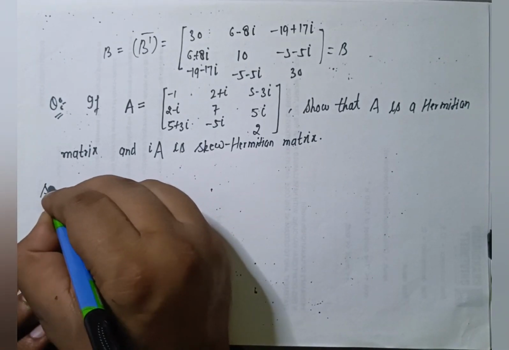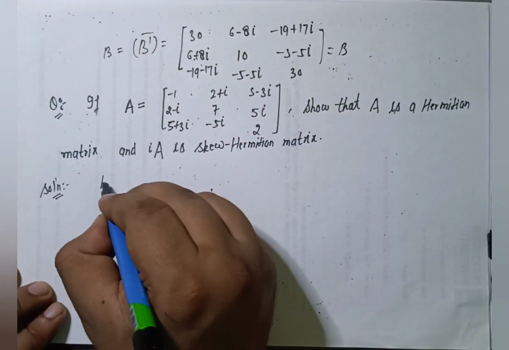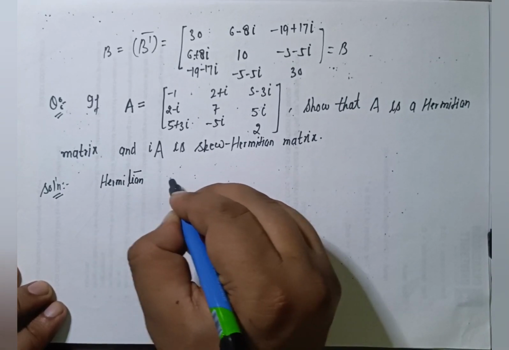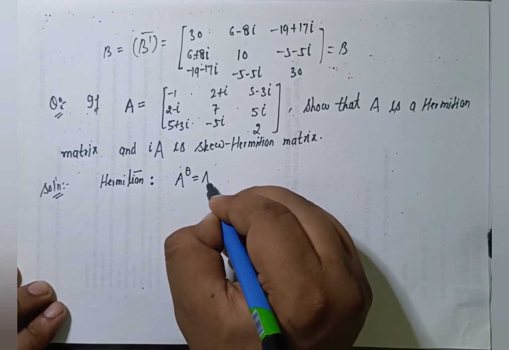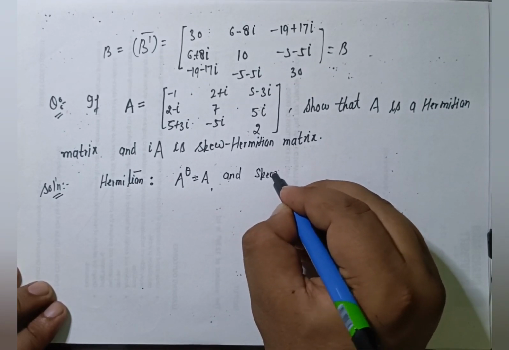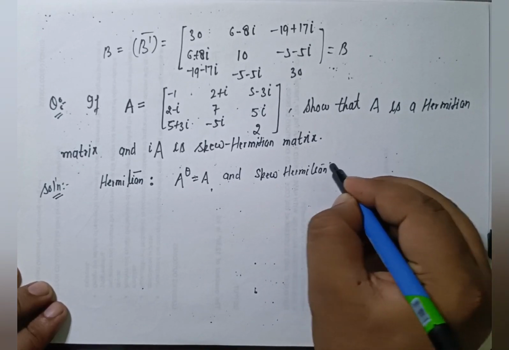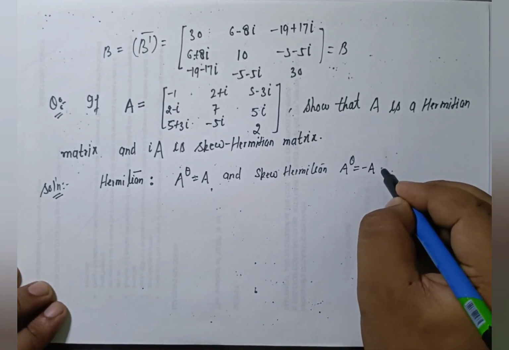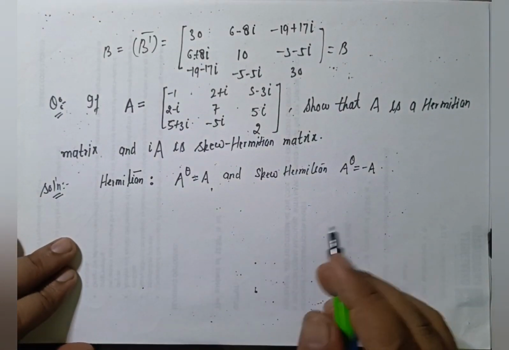Now come to the solution. For the Hermitian matrix, we should know A transpose conjugate is equal to A, and for skew Hermitian, A transpose conjugate is equal to minus of A. We need to prove this. Okay, so come on, we need to solve it.